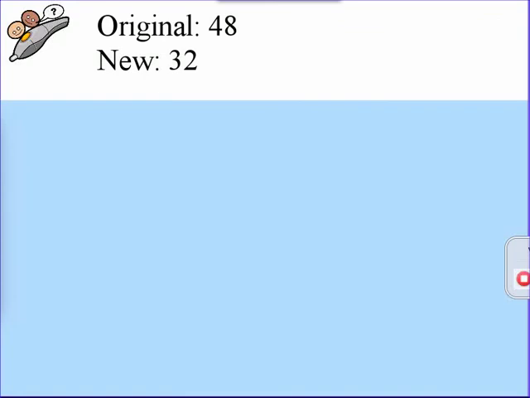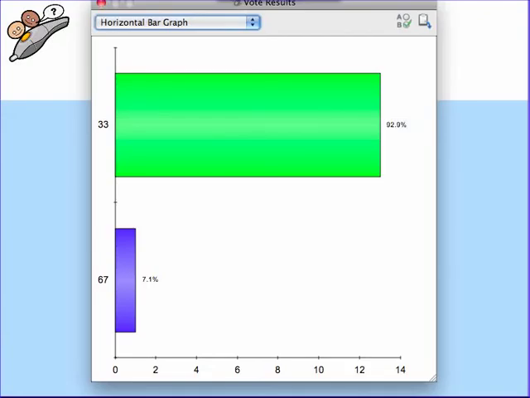So let's see how we did. 33%, nice job. So 48 minus 32 is 16, so you should have had 16 divided by 48 times 100.